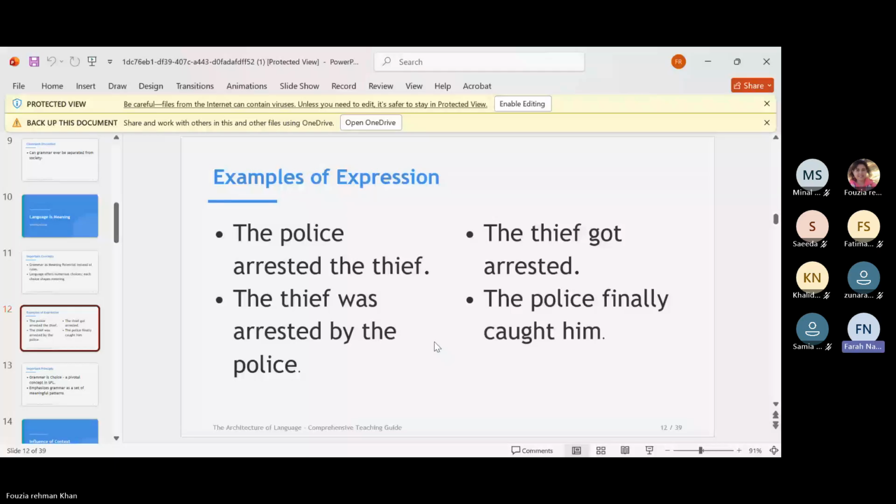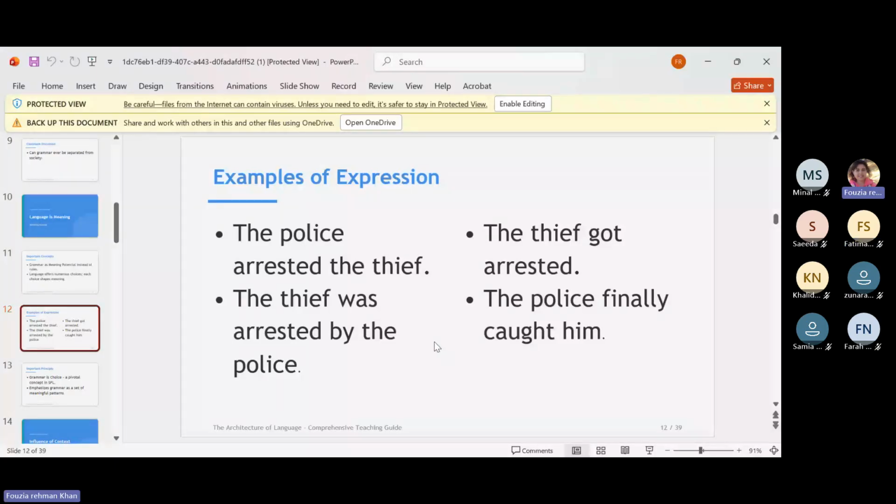Who is being given more importance? Yes, Fatma. Ma'am, the first one, the police arrested the thief, is an active sentence. Ma'am, the first attempt, the police arrested the thief, focuses on the police. From the second sentence, we get the reference that the focus is on the thief, who got arrested. How we speak also emphasizes the meaning we're trying to convey.